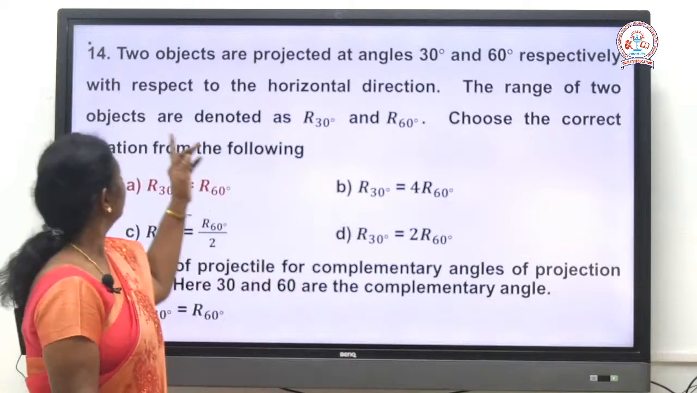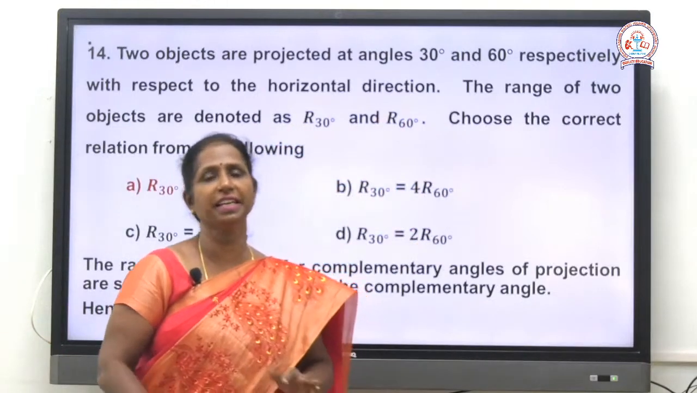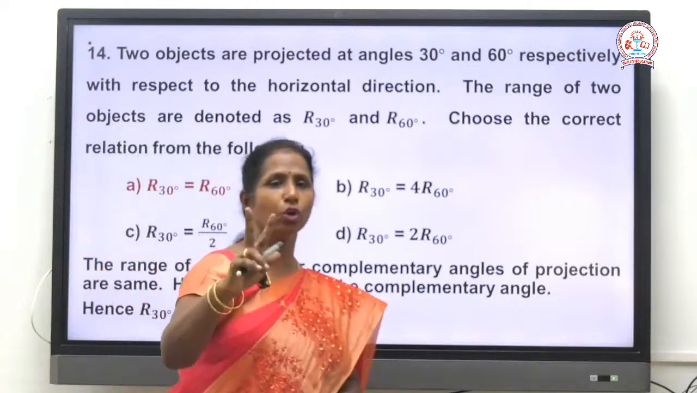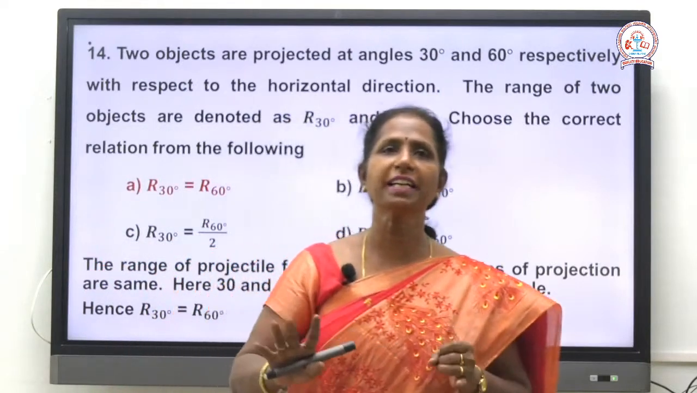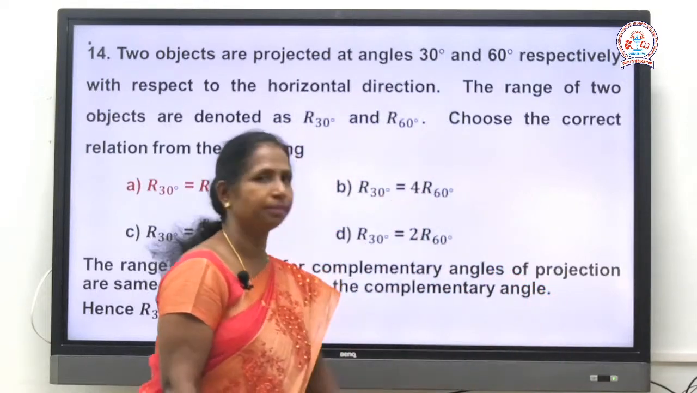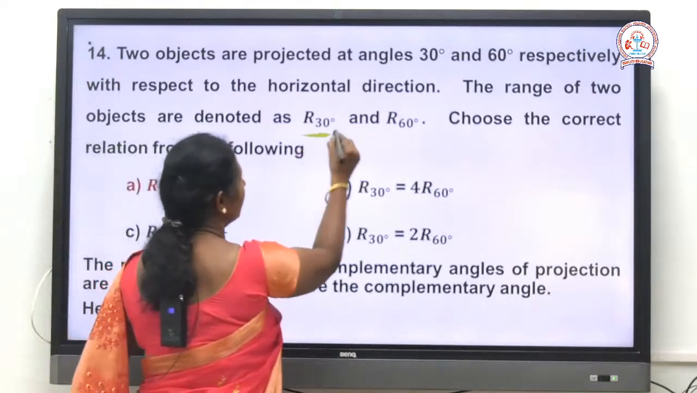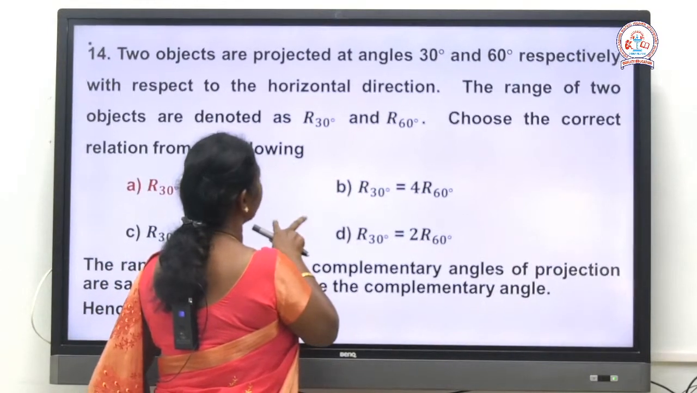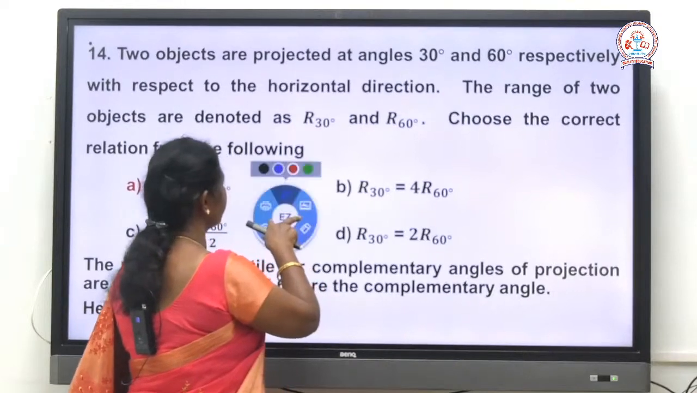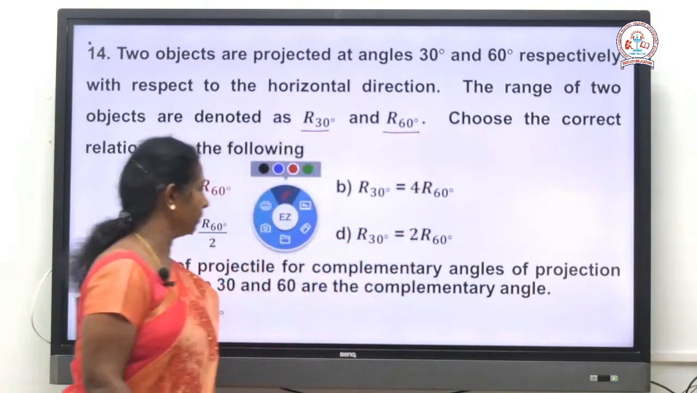Yes. Now listen. Two objects are projected at angles 30 degree and 60 degree respectively. We are having two objects here. One is projected at an angle of 30 degree, another one is projected at an angle of 60 degree. Now we must calculate the range at 30 degree and the range at 60 degree.